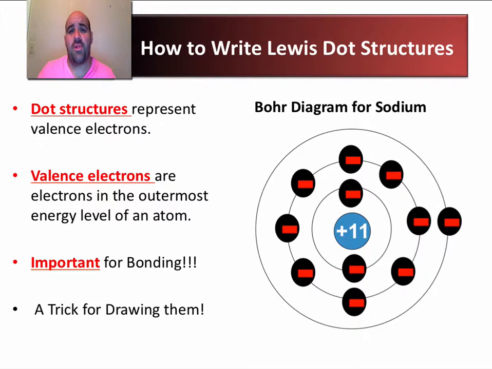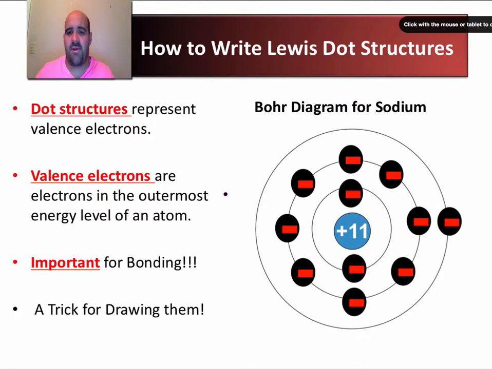We're going to learn how to write Lewis dot structures. And what exactly is a dot structure? Well, dot structures are going to be used to represent valence electrons. And recall that valence electrons are electrons in the outermost energy level of an atom.